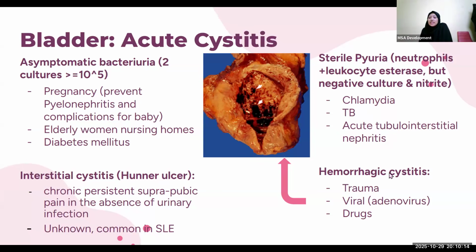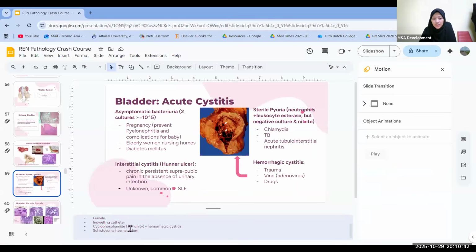The last thing is hemorrhagic cystitis. Hemorrhagic cystitis is this picture right here, where you see a lot of hemorrhage, a lot of bleeding in the bladder itself due to trauma, virus infection, or drugs, such as cyclophosphamide. Cyclophosphamide is the most common chemotherapy drug that can cause hemorrhagic cystitis. I think it is in the notes, and I put the risk factors as well. So you can review that. These are the most important again.